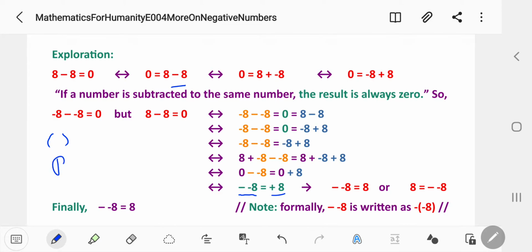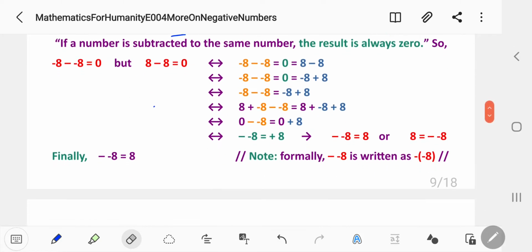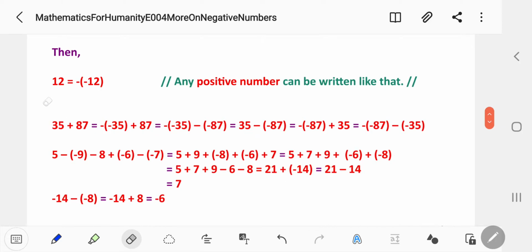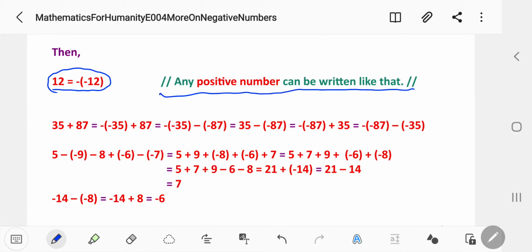These are called parenthesis symbol. So we know more about the negative numbers. Then you can write 12, for example, as this one. 12 is just the negative of negative 12, or 12 is minus negative 12. Any positive number can be written like that.